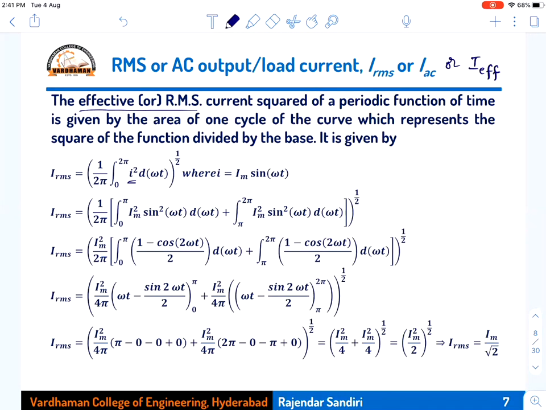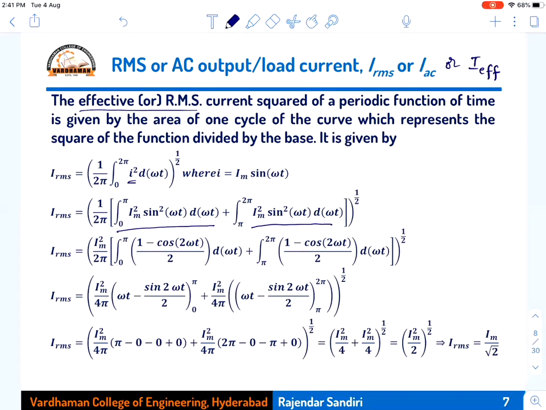Now, I is again Im sin omega t from 0 to pi, and from pi to 2 pi it is minus Im sin omega t. But here I square is there, so whether you take positive squared or negative squared, it will always be positive. So from 0 to pi it is Im square sin square omega t. From pi to 2 pi it is also Im square sin square omega t, because minus Im sin omega t whole square will become plus Im square sin square omega t.